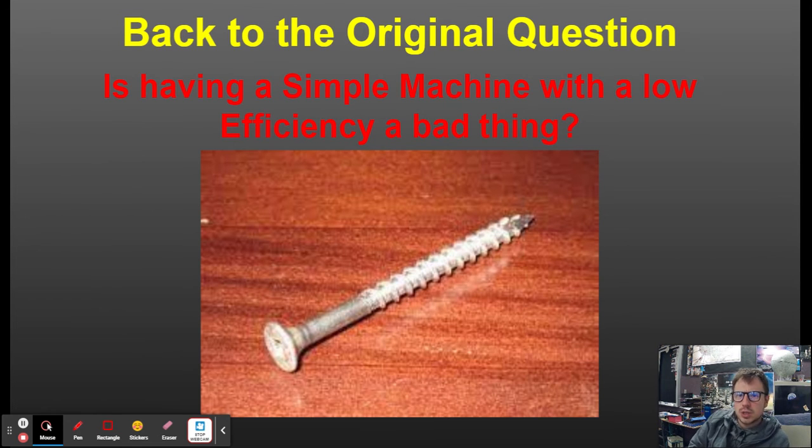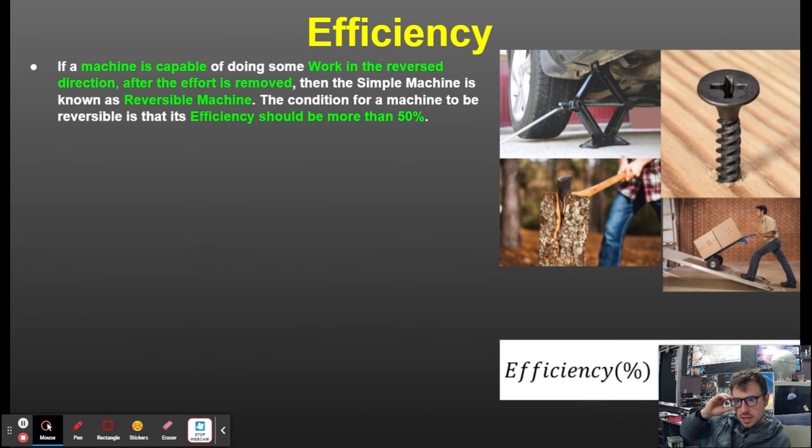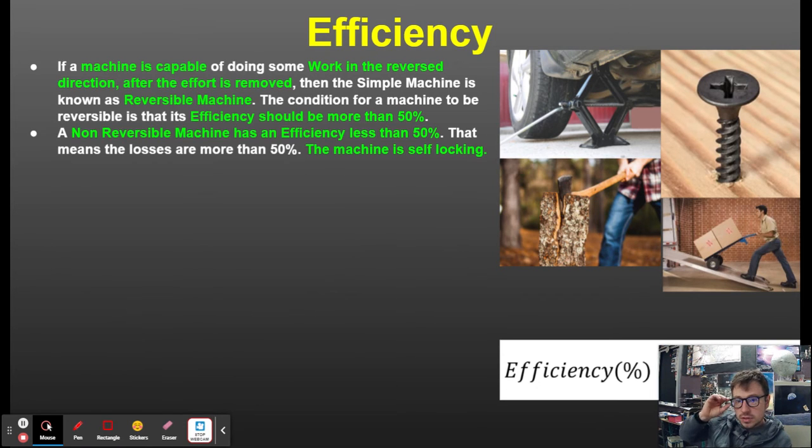So now let's answer this one, though. Is having a simple machine with a low efficiency necessarily a bad thing? Well, let's take a look at this, right? If a machine is capable of doing some work in the reverse direction after the effort is removed, then the simple machine is known as a reversible machine. Now, the condition for a machine to be reversible is that its efficiency should be more than 50%. So think about lifting that lever up and letting it go. Well, that lever is going to fall back down like a seesaw or that teeter-totter. Now, a non-reversible machine has an efficiency less than 50%. That means the losses are more than 50%.